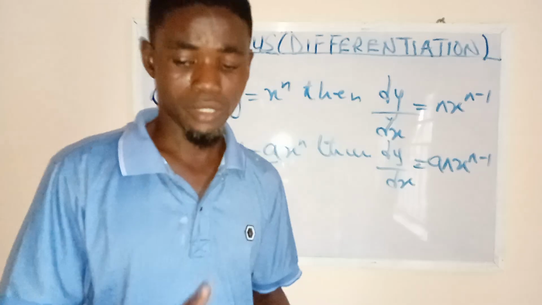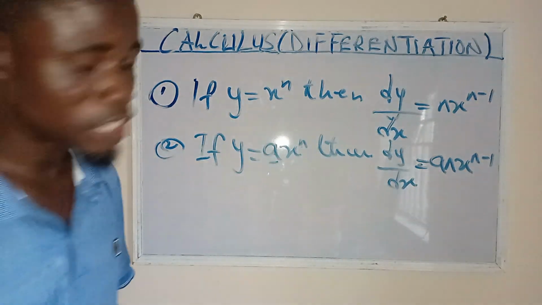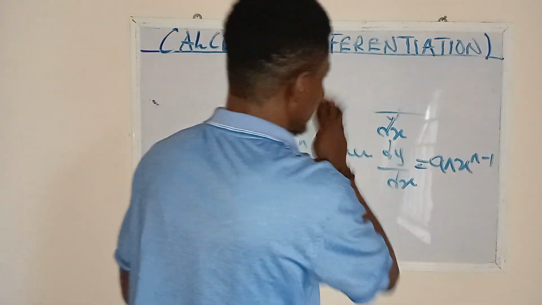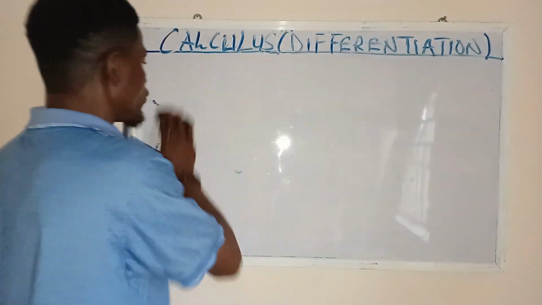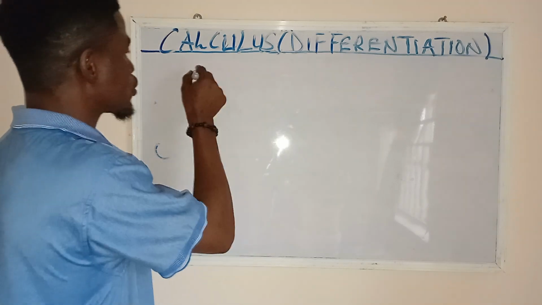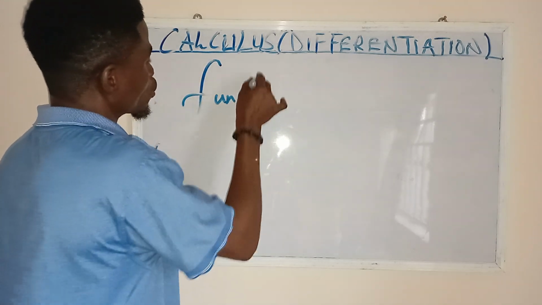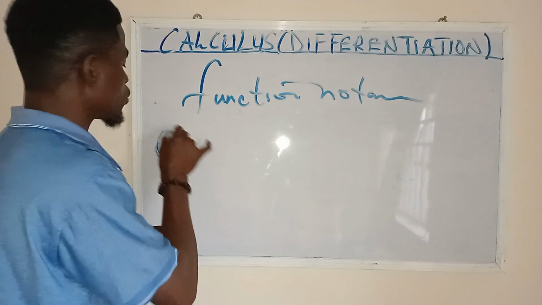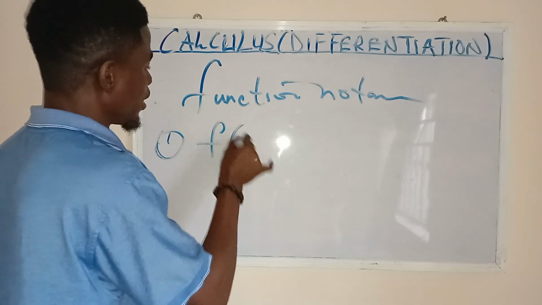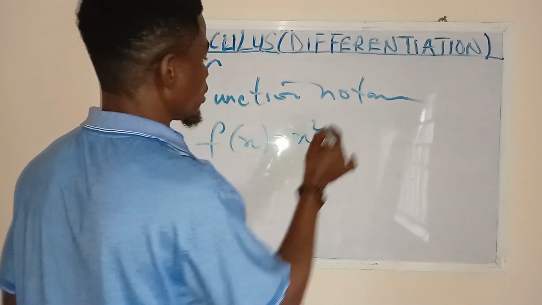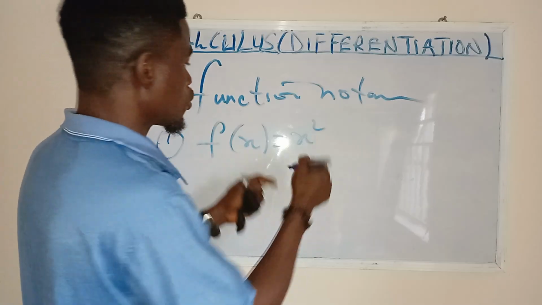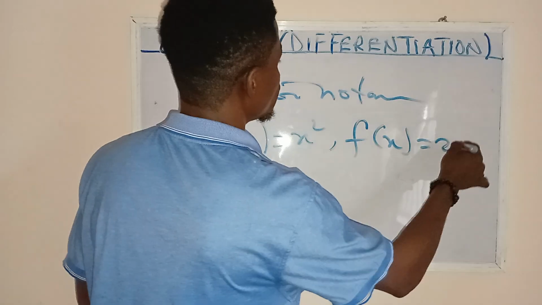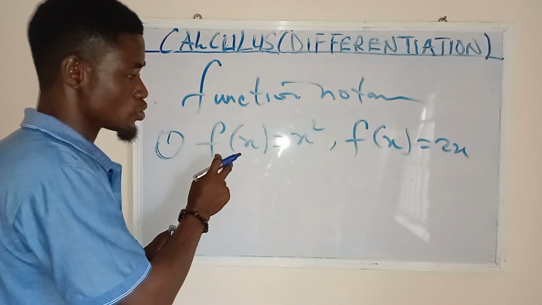What's the other thing you need to know? The notation for differentiation. Number one, function notation. Under function notation, let's say we have f(x) equals x to the power 2. By the time you differentiate this, it will give you f'(x) equals 2x. This is function notation.